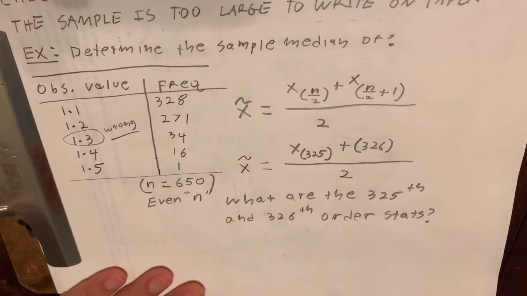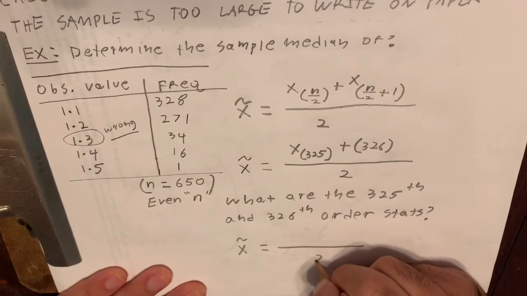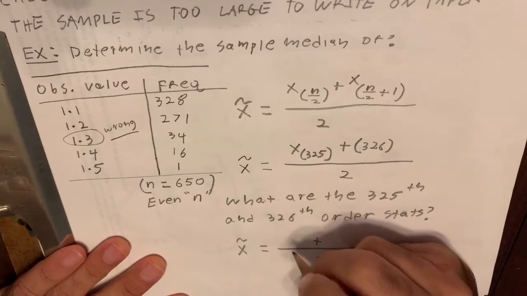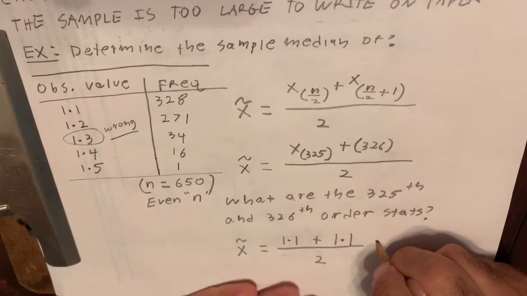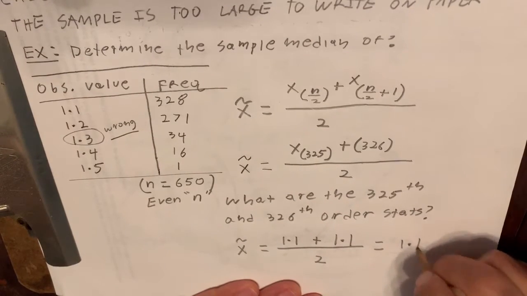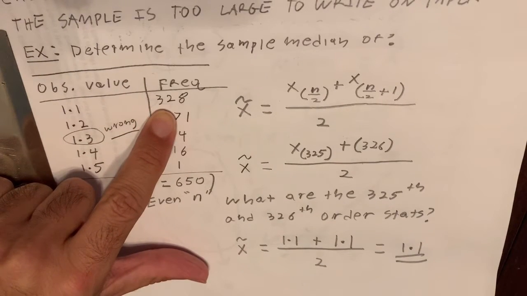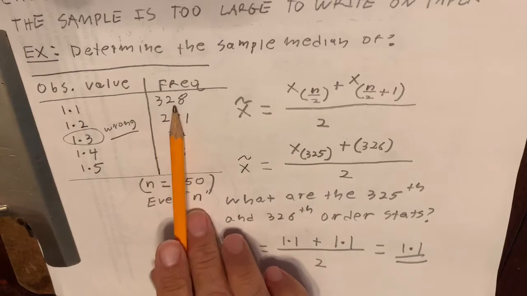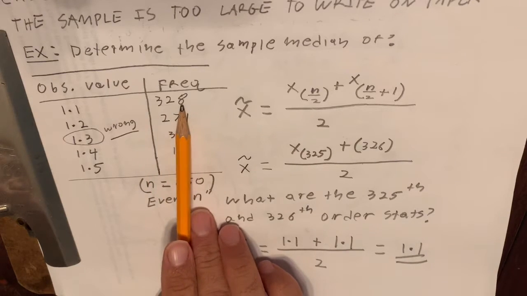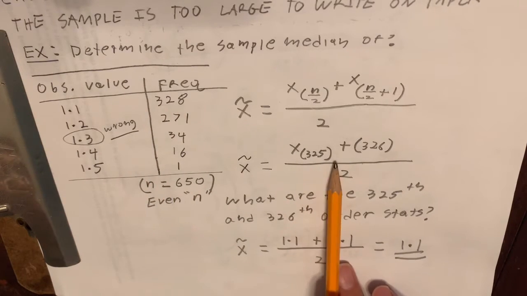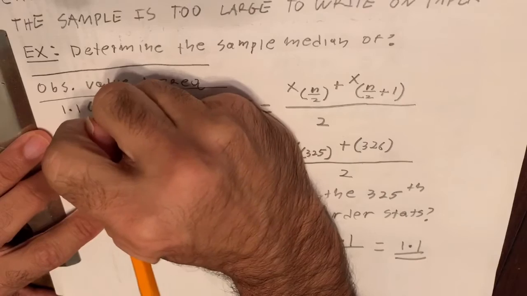The median of this is actually, if you really want to write it out carefully, 1.1 plus 1.1 divided by 2, which of course is 1.1. The average of 1.1 with itself is just 1.1. Because if we were to line this up on the paper, we would see that this 1.1 is actually the 328th order statistic. So certainly it's the 325th and the 326th. So this is the correct median.